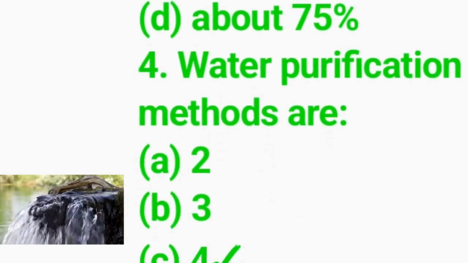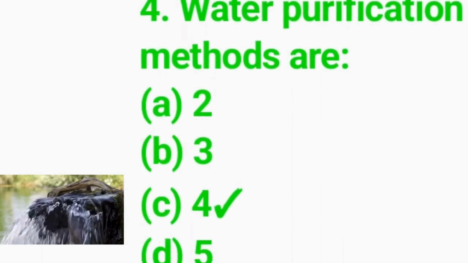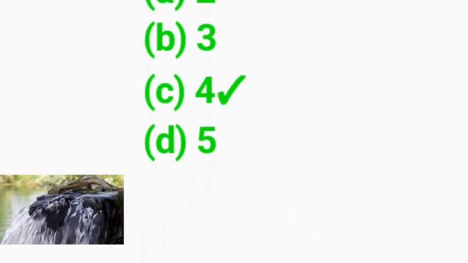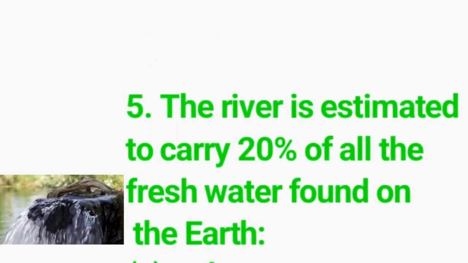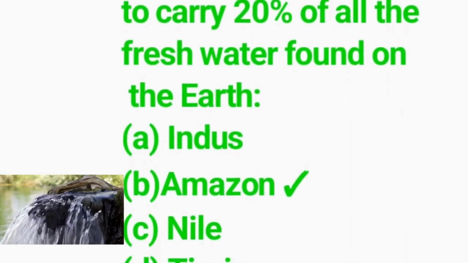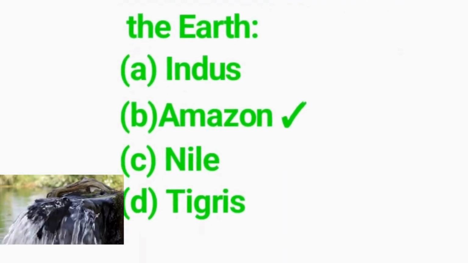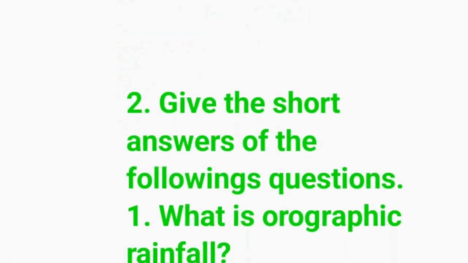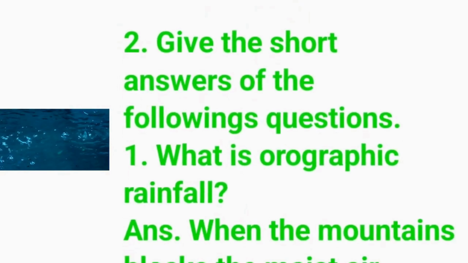4. Water purification methods are A. 2, B. 3, C. 4, D. 5. 5. The river is estimated to carry 20% of all the fresh water found on the Earth: A. Indus, B. Amazon, C. Nile, D. Tigris. 2. Give the short answers of the following questions.